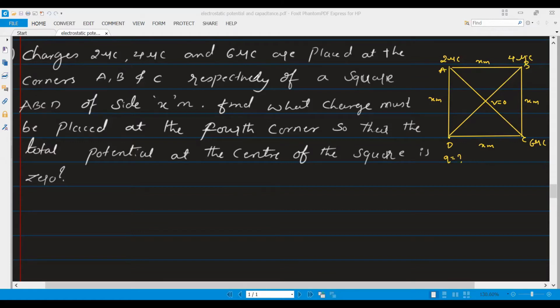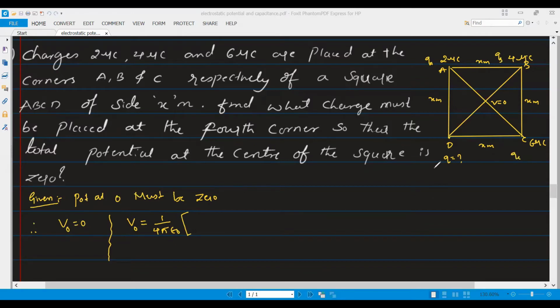Okay, let us go for this. The potential at O must be 0. So we can write V at O is equal to 0. Let us go for the formula of V. The potential at O can be written as 1 upon 4 pi epsilon naught times the potential due to different charges. Let us call this as QA, this as QB, this as QC and this as QD.